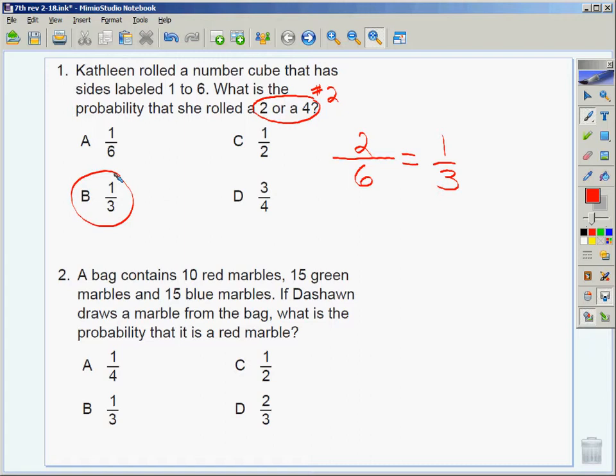10 red marbles, 15 green marbles, 15 blue marbles. There are a total of 40 marbles. We find that by adding 10 and 15 and 15 more. If Deshaun draws a marble from the bag, what's the probability that it would be a red marble? The total number of successful marbles would be 10 out of 40. And simplifying that, we would divide both of these by 10, which would be 1 out of 4, which is A for an answer.